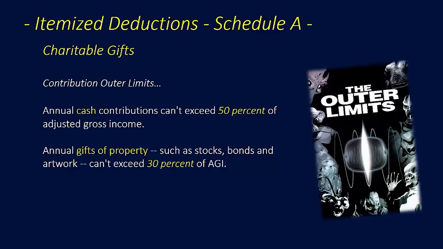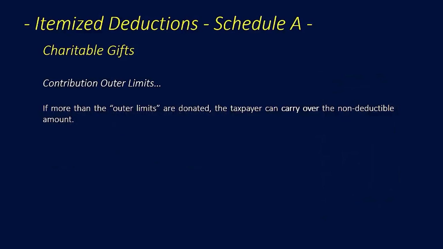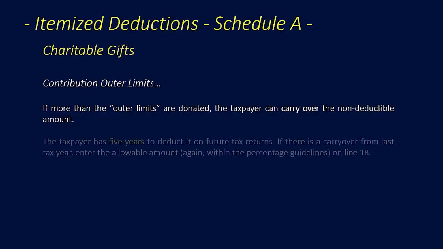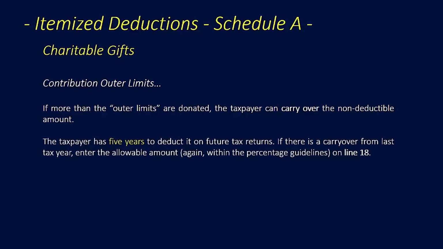There are some contribution outer limits. Annual cash contributions cannot exceed 50% of adjusted gross income. Annual gifts of property, such as stocks, bonds, and artwork, cannot exceed 30% of adjusted gross income. If more than the outer limits are donated, the taxpayer can carry over the non-deductible amount. The taxpayer has 5 years to deduct it on future tax returns. If there is a carryover from last tax year, enter the allowable amount again within the percentage guidelines on line 18 of the Schedule A.